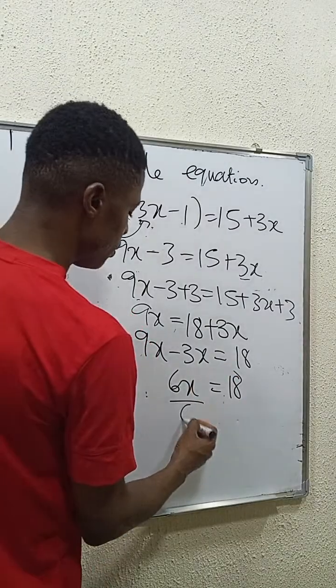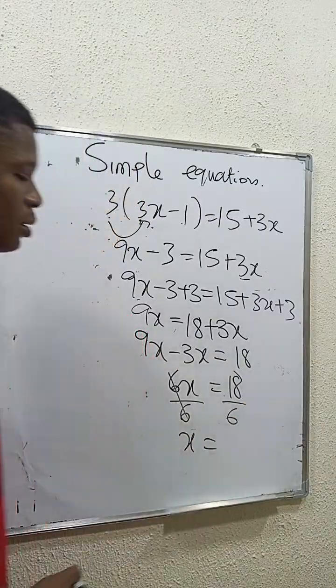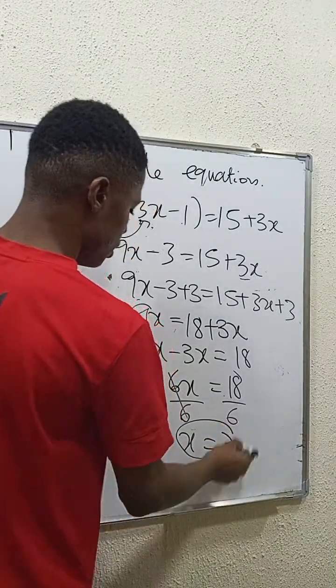So we divide through by 6 on both sides. x is equal to, what is 18 divided by 6? Guys, what is 18 divided by 6? Okay, 3. That's the answer. So the answer to this is 3. Okay?